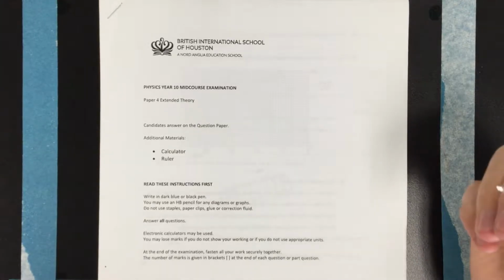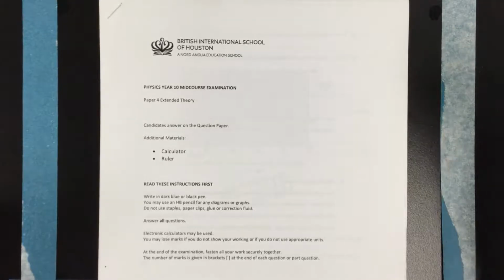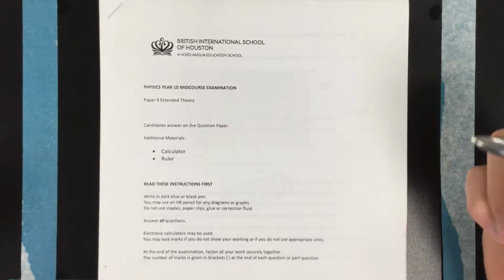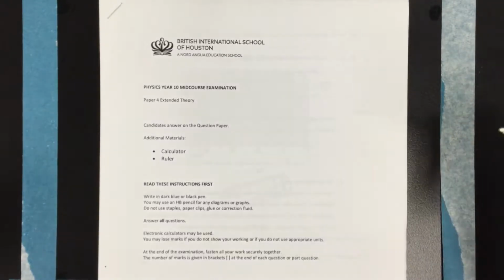Okay, so what we're going to do is we're going to walk through the extended theory paper, question by question. Obviously the idea with this is it's a video, so you can jump forward, rewind, and basically just get to the questions you need to be looking at. As we do this, I'm going to be explaining how I would approach each question, and then telling you what would count as an answer and what would not.